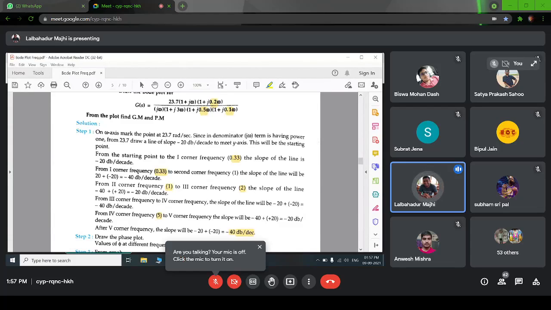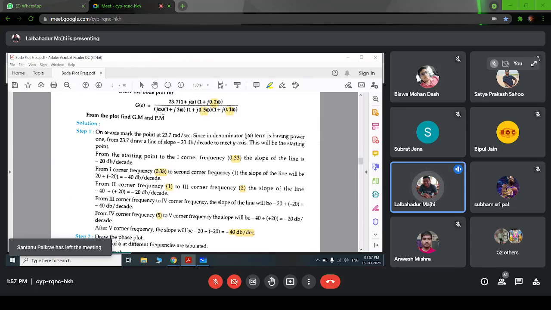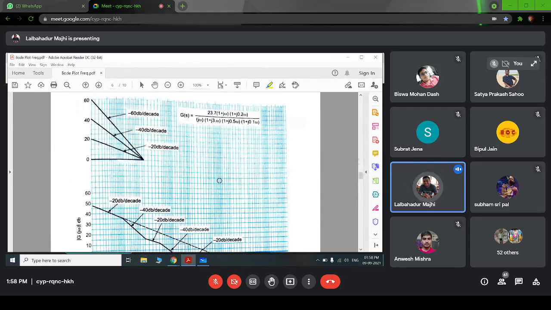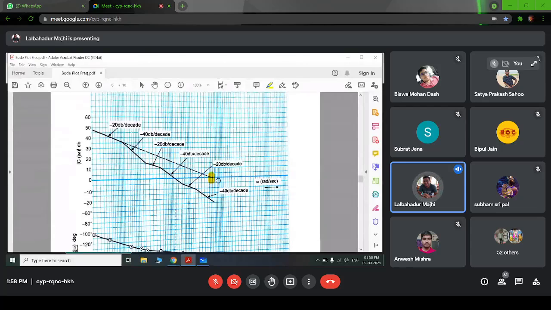Okay, so then we have to plot it. We can see it is a type 1 system. So the initial slope will be minus 20 dB per decade, and the value of gain is 23.7. So at 23.7 on the 0 dB axis we have to mark a point. At this point, this is our 23.7 radian per second. From this point we have to draw a minus 20 dB per decade slope up to the y axis. So this is drawn with minus 20 dB per decade.